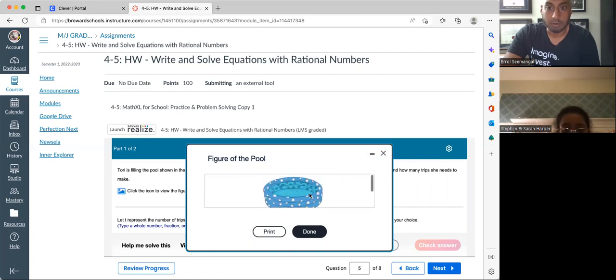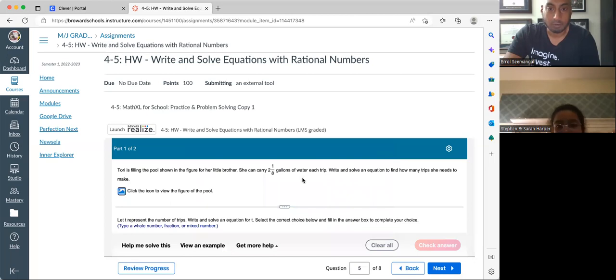Okay, so what numbers are we using? 2 1/8 and 12 1/2. Okay, good. We know 12.5 is bigger. So what operation are we using? Subtraction? No, we could use subtraction, but it'll be a longer equation.